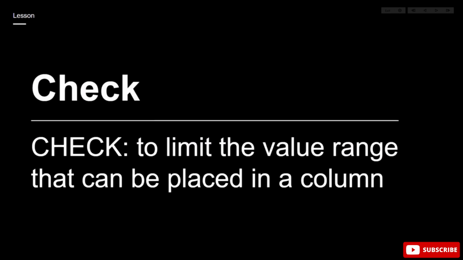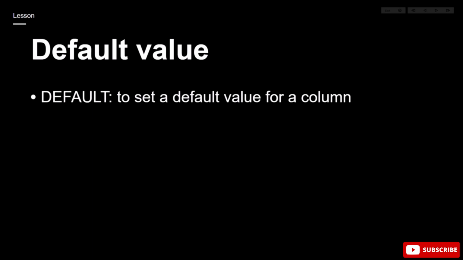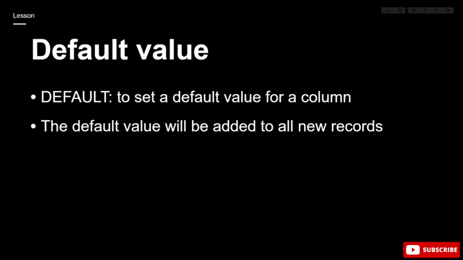The next constraint is called check. The check constraint is used to limit the value range that can be placed in a selected column. And the last constraint is called default, to set or insert a default value for a selected column, and the default value will be added to all the new records after that.